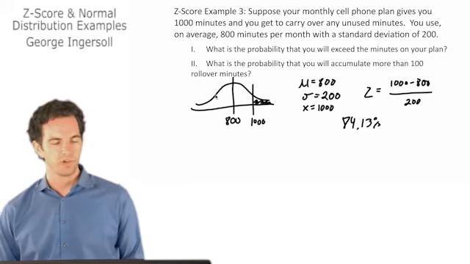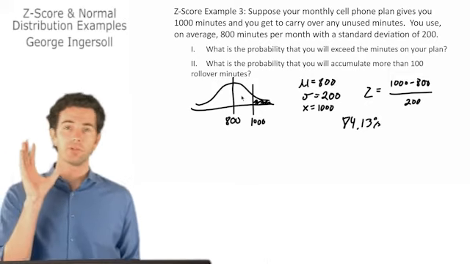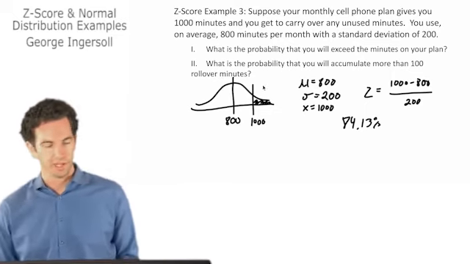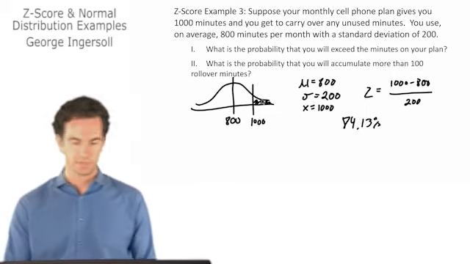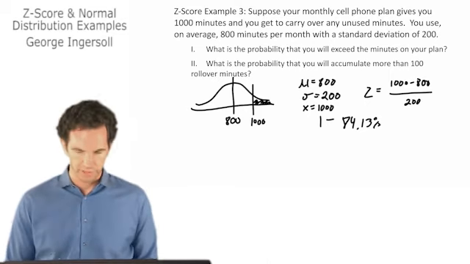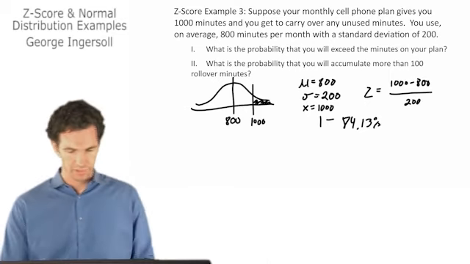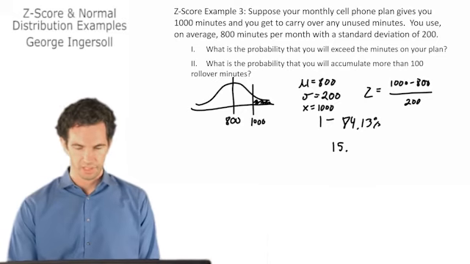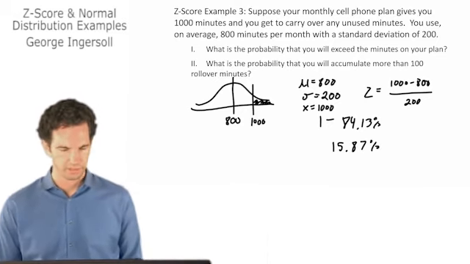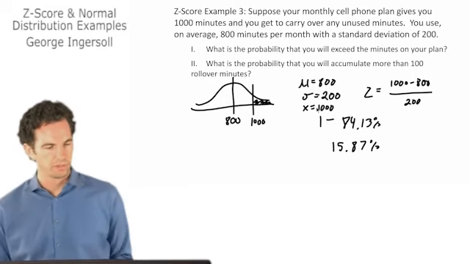When you draw these out, you're always going to know, am I looking for a value that is greater than 1/2, or am I looking for a value that is less than 1/2? And clearly we're looking for a value that is less than 1/2. So actually our answer should be 1 minus 84.13, and that's going to be equal to something like 15.87%, right?